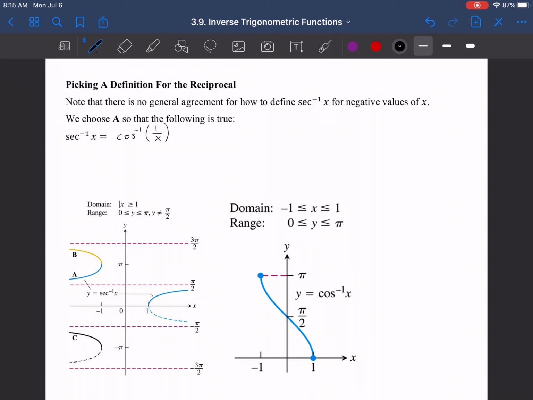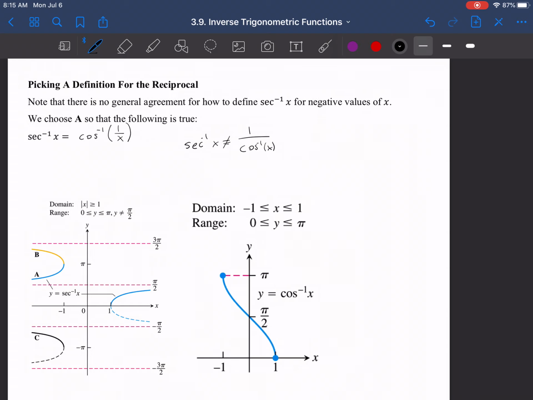In other words, it wasn't arcsecant equals 1 over arc cosine. It wasn't that, okay? This was not equal. They're not the same thing. It was actually this that we ended up with, okay? So make sure you remember that. Again, a little bit of review. And then be familiar with the graphs.